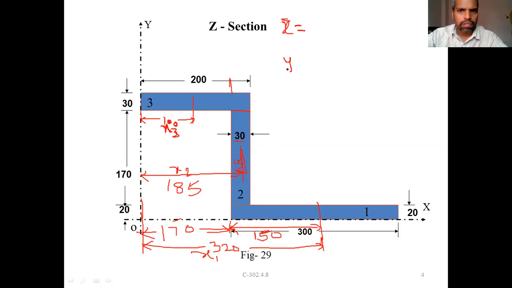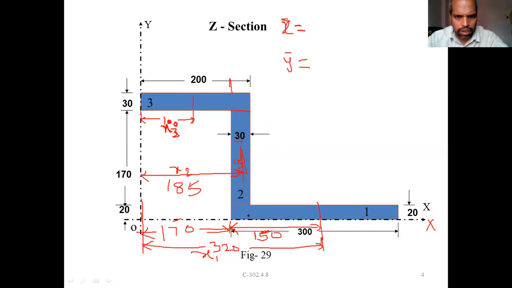Similarly, now let us see how to calculate y bar. Y bar is equal to a1 y1 plus a2 y2 plus a3 y3, divided by a1 plus a2 plus a3. The areas we already know: 300 by 20, 170 by 30, and 200 by 30. Now let us see y1. What is the reference axis to calculate y1, y2, y3? The reference axis is ox.